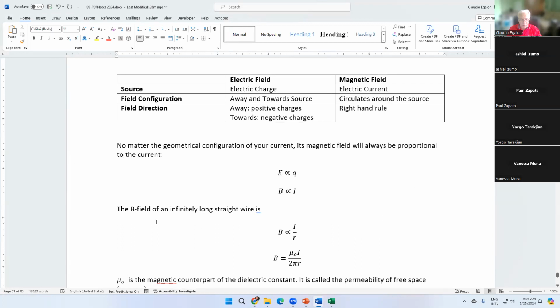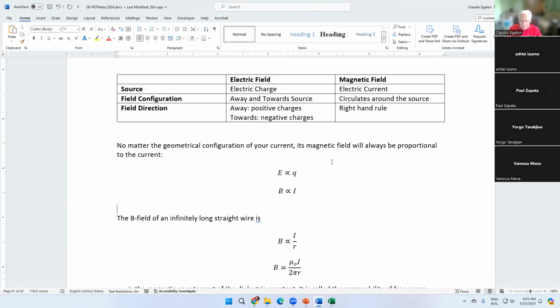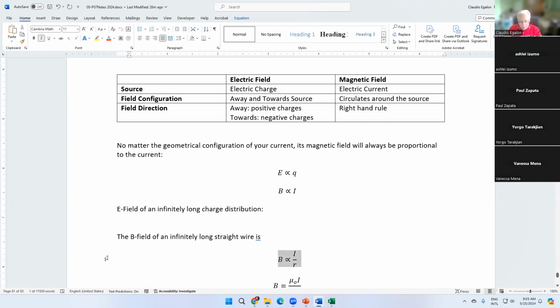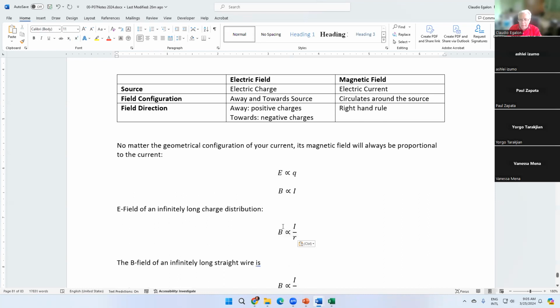Remember, we have the case of the electric field, the E field of an infinitely long charge distribution. We calculated that, and it was proportional to the Q, but is also inversely proportional to the distance. We did that using Gauss's law.